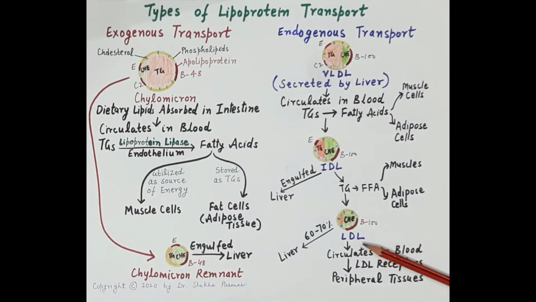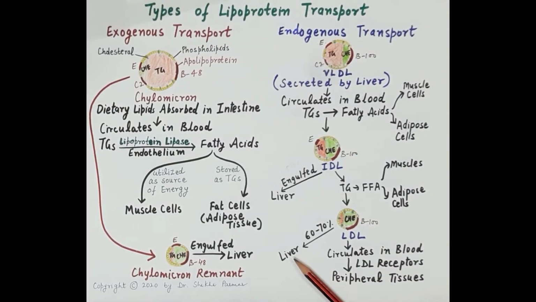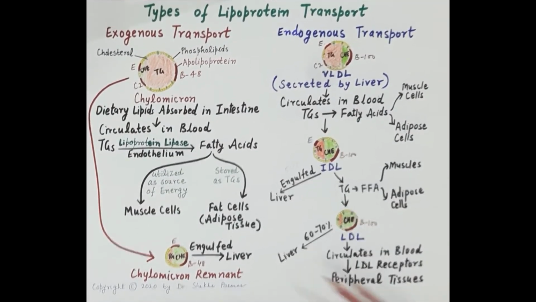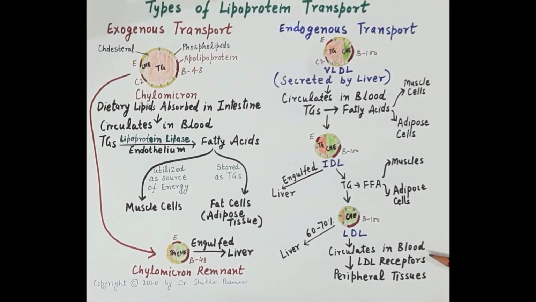So now the LDL mainly consists of cholesterol ester and only a very insignificant quantity of triglycerides. So LDL primarily consists of cholesterol ester. About 60 to 70% of LDL is engulfed by the liver, while the rest of the LDL circulates in the blood and reaches the peripheral tissue.